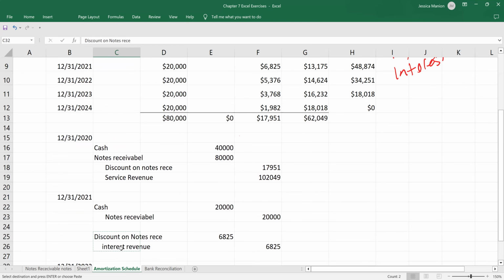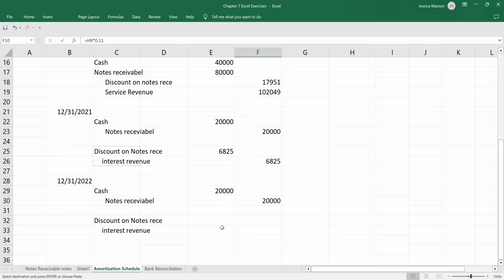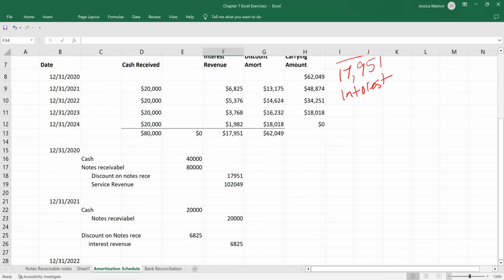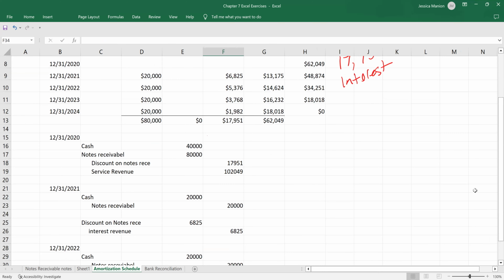But now we're using our second year, because now we're in 22. So we're using this 5376 to revenue. We would do that every year until the note was paid off. Let me zoom out a little bit so we can see the whole thing. We've got time, so we'll go ahead and finish it up.